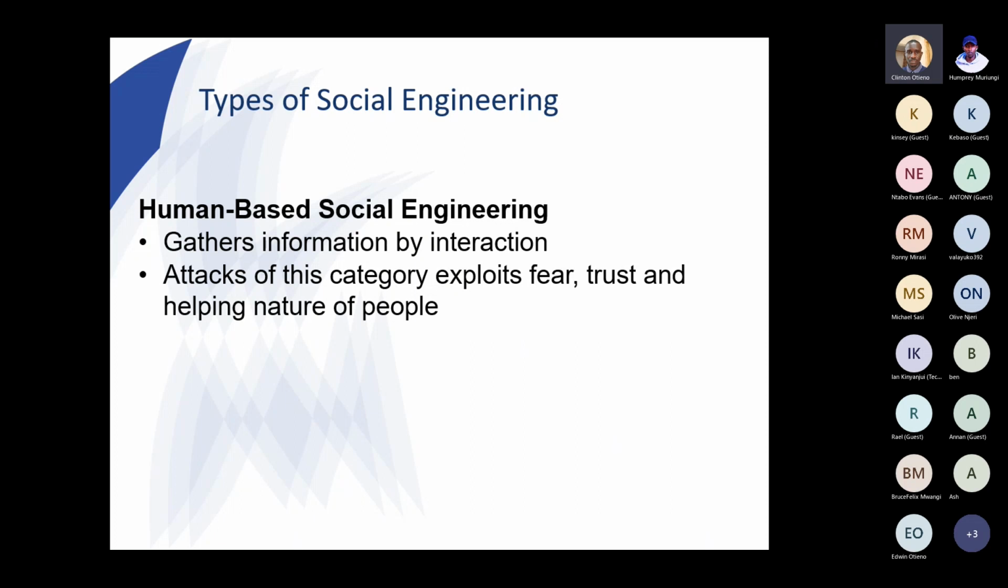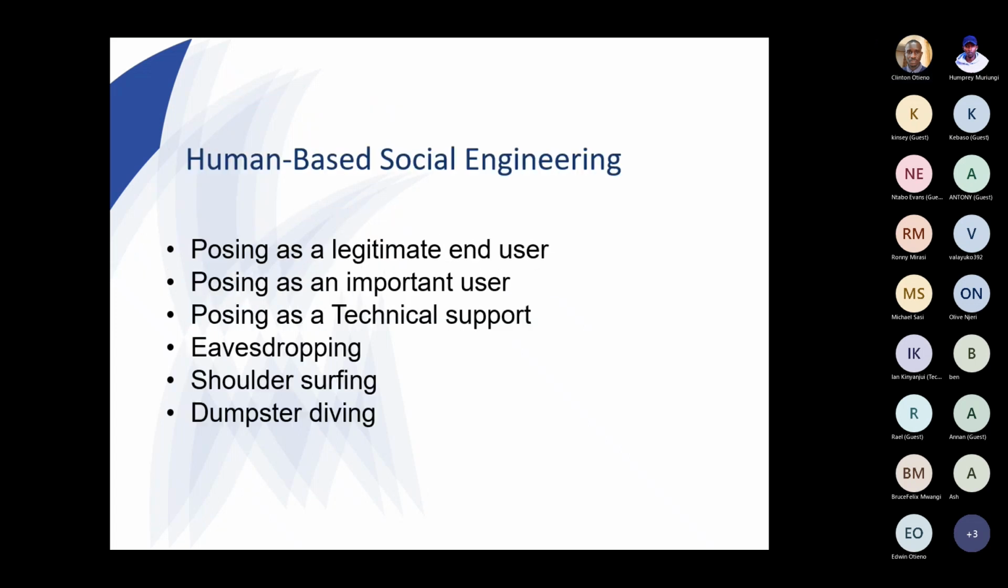So we have different types of social engineering. We have the human-based and the computer-based. The human-based is where there is more interaction, where I can approach Humphrey and buy him a drink, and in no time Humphrey will start sharing more information, maybe as I ask him about his or her company.